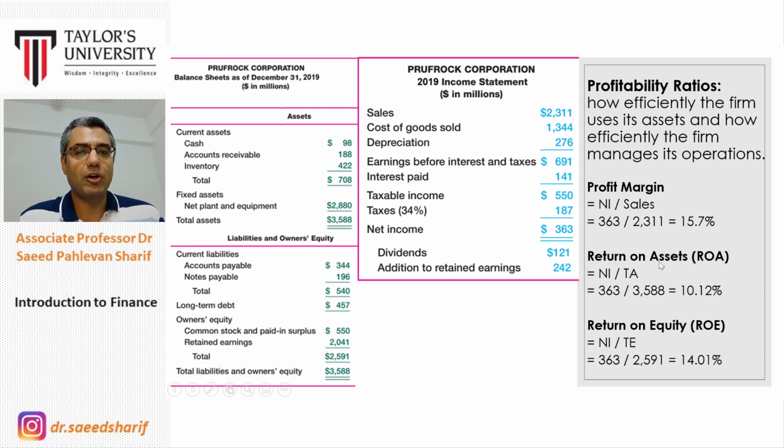Another one is return on assets, which means how efficiently this firm can use its assets to generate net income. So we divide net income by total assets. Net income is available in the income statement and total assets is available in the balance sheet. For this firm, we got $363 divided by $3,588, which is 10.12%. This means that for $1 in total assets, this company can generate 10.12 cents in net income.